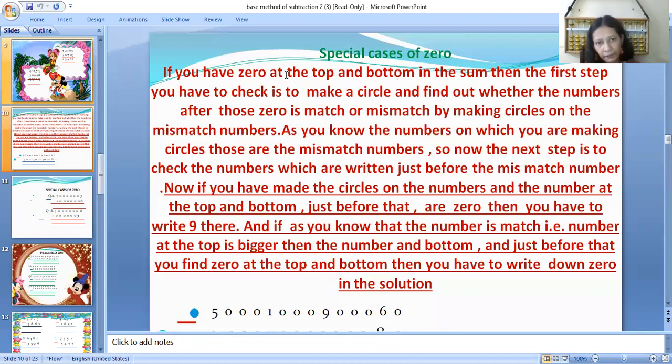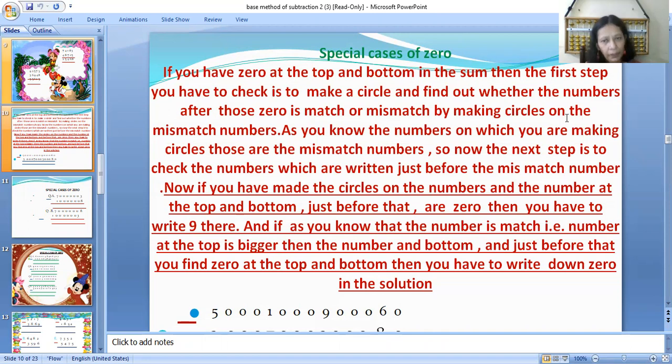Now, if you have zero at the top and bottom in the sum, on the top if you have zero, and on the bottom also if you have zero, then the first step you have to check is to make a circle and find out whether the numbers after those zeros match or mismatch. In my previous videos, I have told you what the match numbers and mismatch numbers are. How will you do that? By making the circles.